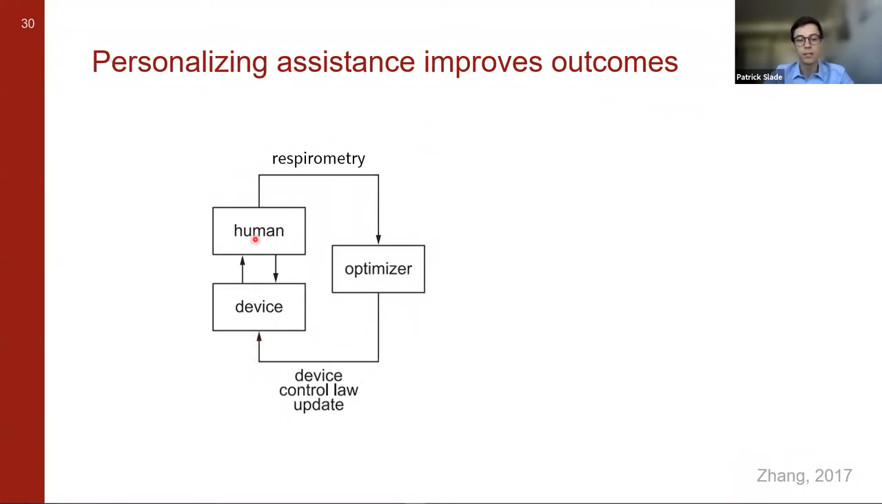So the idea is that the person wears the device and walks, and then we measure how easy or hard it is for the person to walk. And then we try different profiles and we see how easy or hard each one is. And over time, we improve the assistance and make it easier for the person to walk.